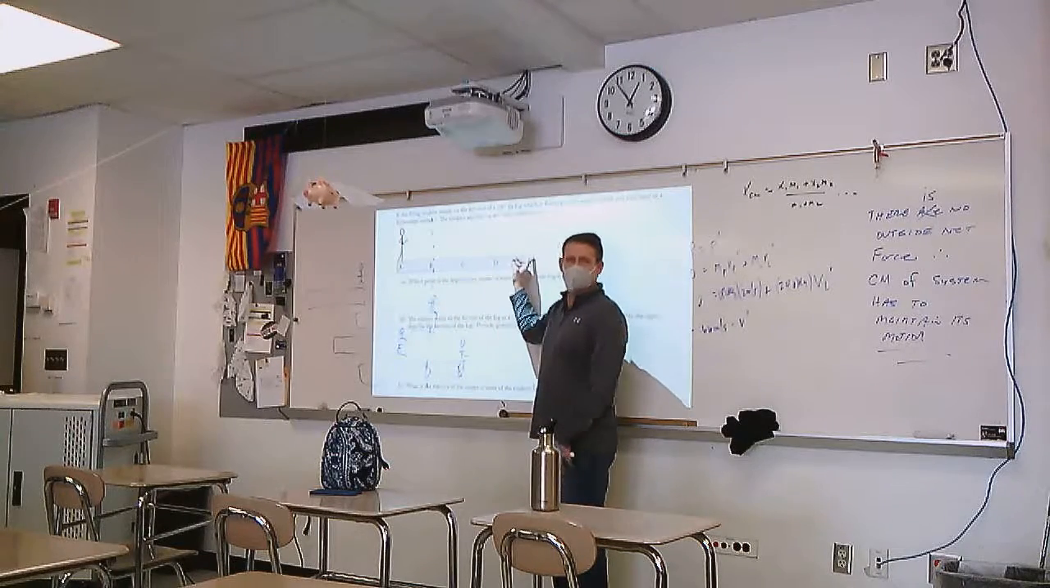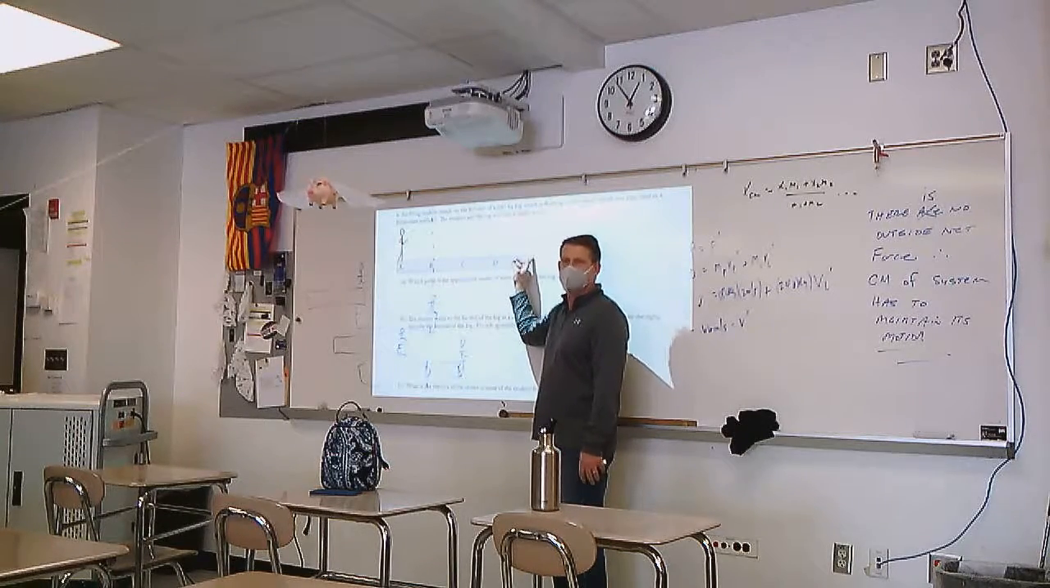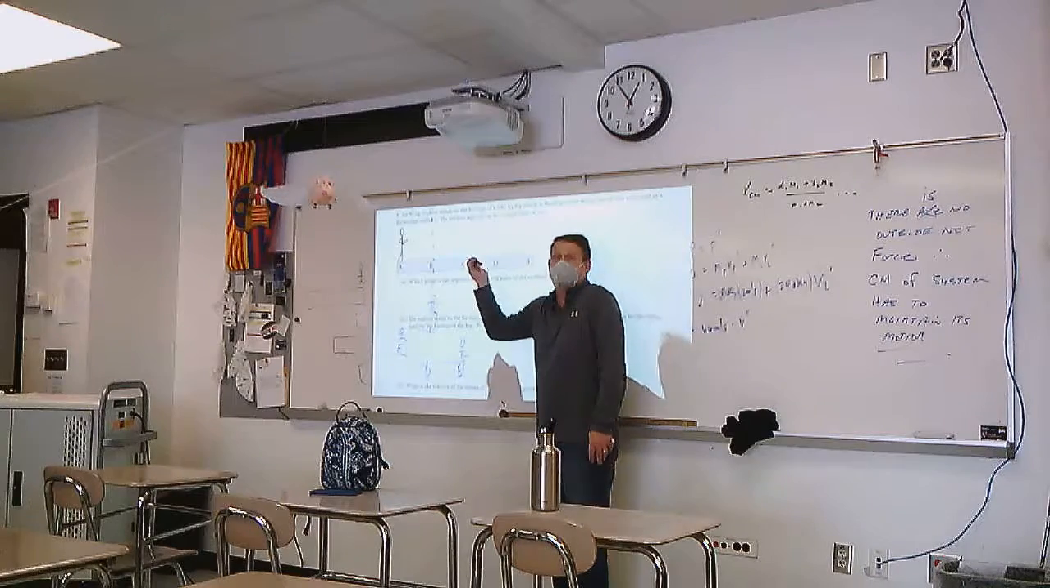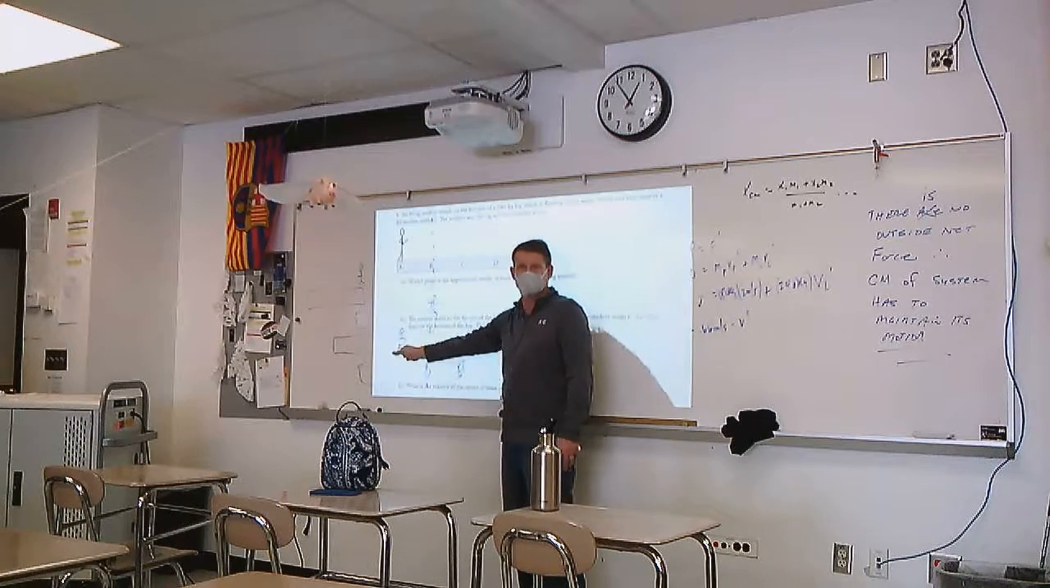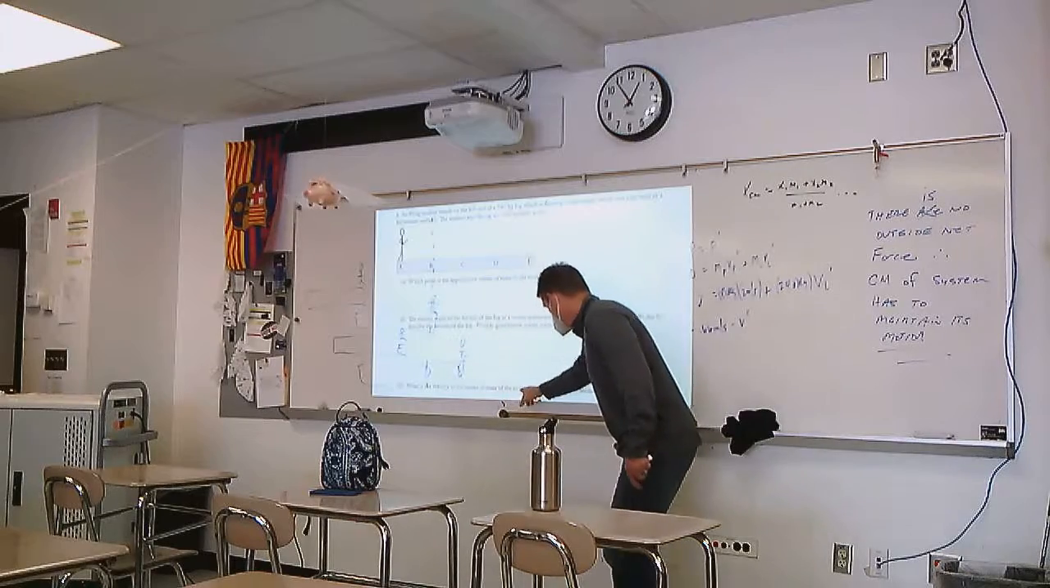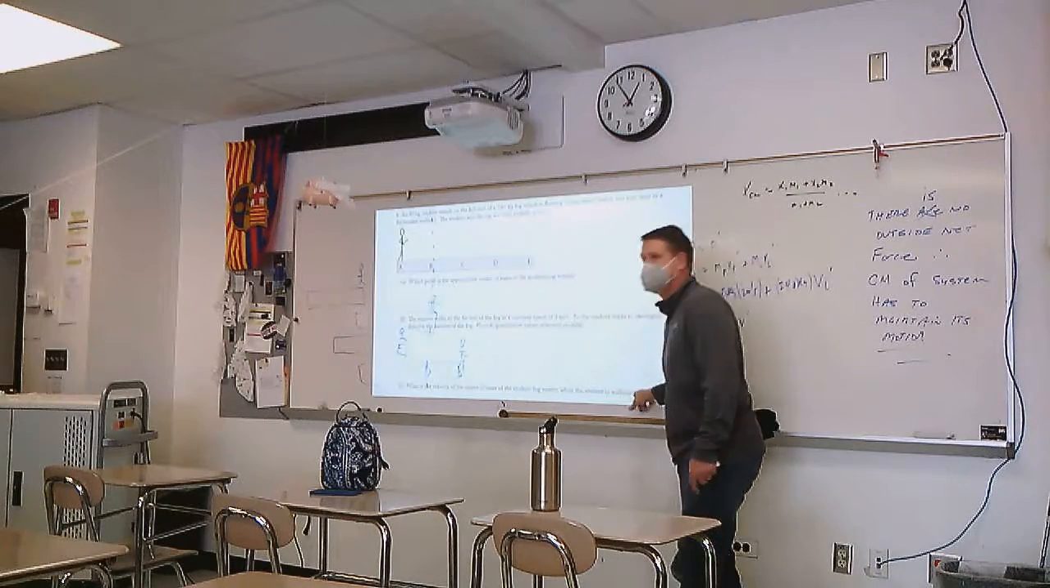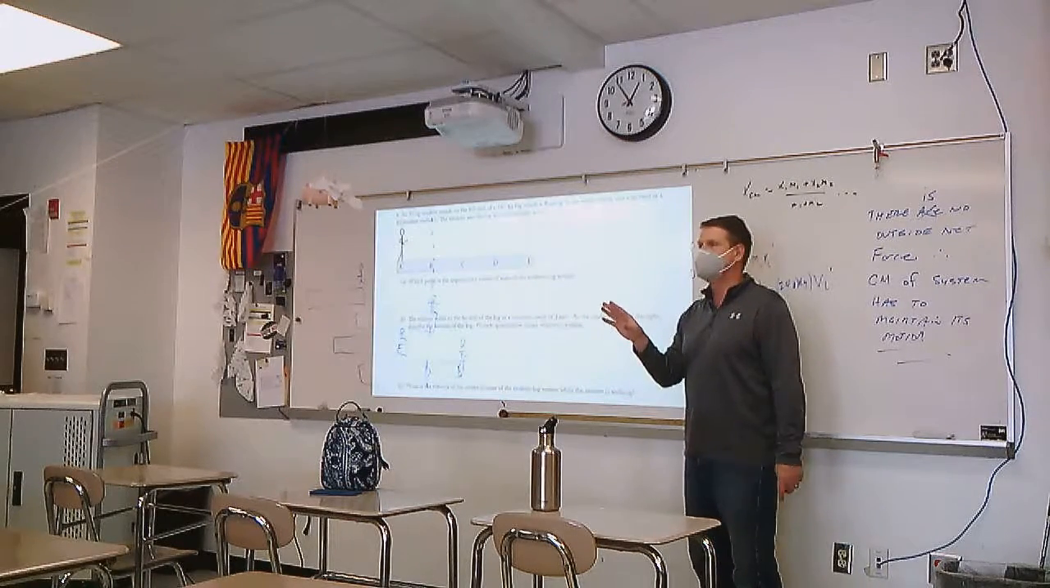If the person's at this end and the center of mass is at B, and then the person ends up at this end, where's the center of mass of the system? D. But where does D have to be located? D's got to be located where B is. Because what's the velocity of the center of mass of the log system? 0.